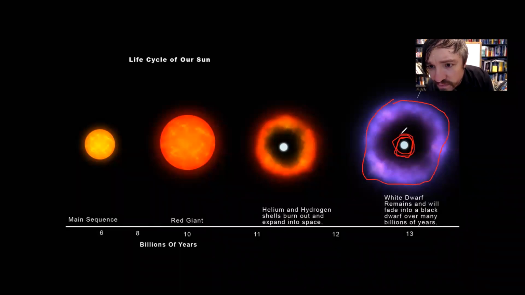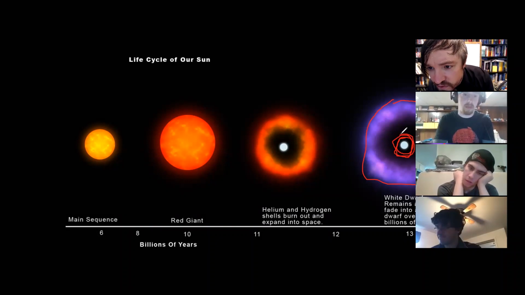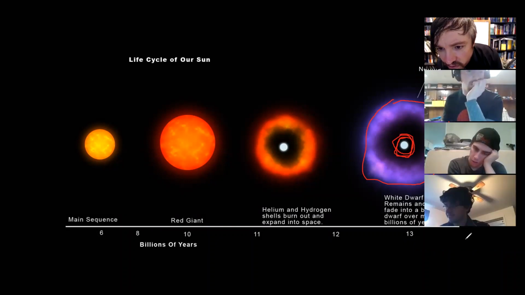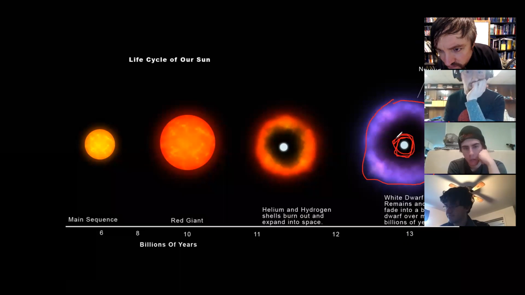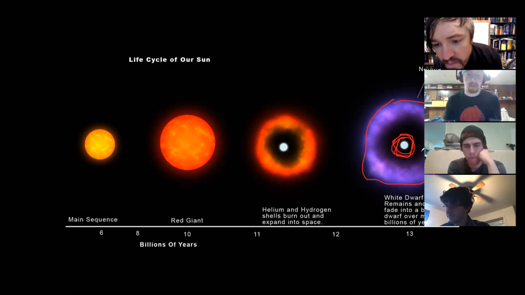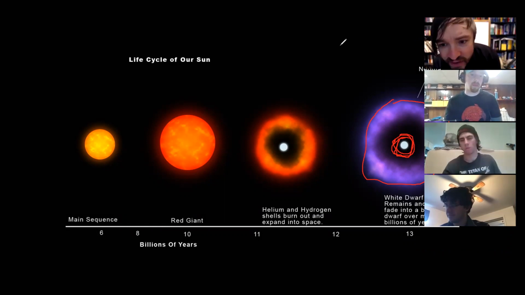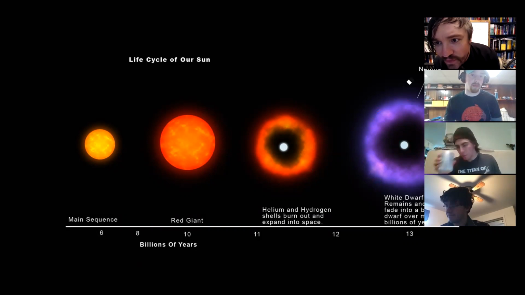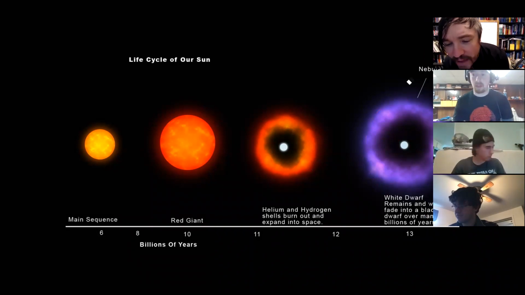Class, do we remember what the final element is that is produced in a low or intermediate mass star through fusion? Carbon? That's right. So this thing is basically a little nugget of carbon. It is super hot. It's held together by degenerate forces. It's held together by electron degeneracy pressure. There's no fusion there to halt the collapse of this thing.